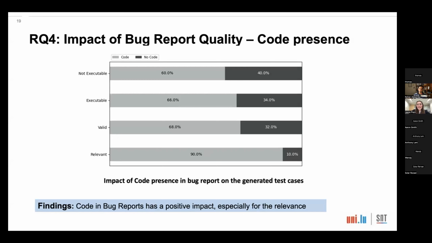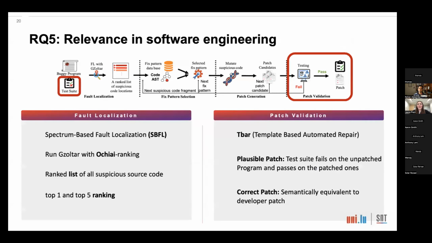Now we have already seen that we can generate test cases, and we have seen the importance of the bug reports. But now, of course, we want to see how important those test cases actually are in order to localize and fix the bug. Here again, we have a look at the general automated program repair pipeline, where most techniques start by localizing the faults using the test cases, and at the end validate the generated patch again with the test suite.